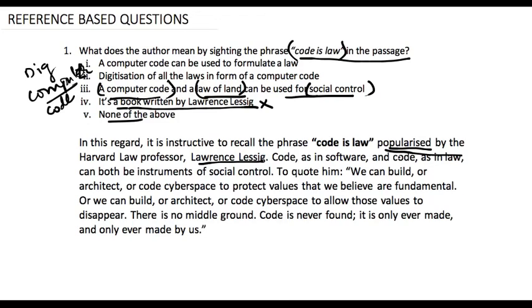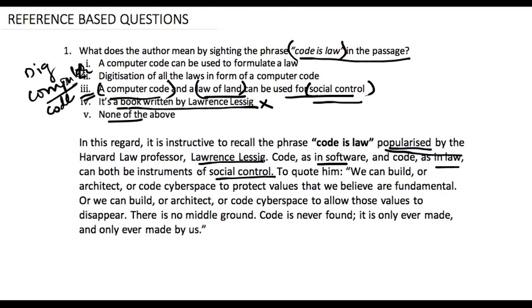Code as in software and code as in law. So we have code as in software as well as code as in law. So this takes us very close to the third choice, which mentions computer code as well as law of land. Can both be instruments of social control? Again, we have the keyword social control mentioned here as well as here, and they mean the same thing.